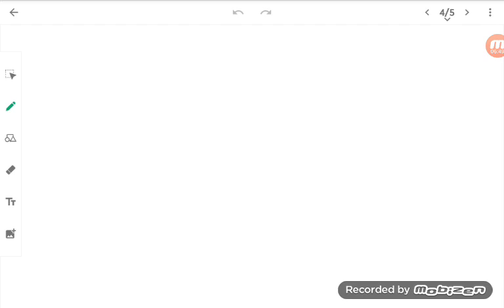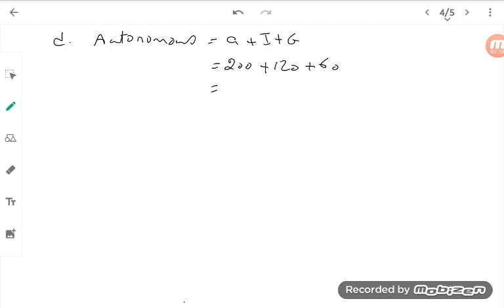Requirement number 4. Calculate both autonomous expenditure and induced expenditure in equilibrium. Autonomous has been calculated as A plus I plus G, which is 200 plus 120 plus 60, 380.